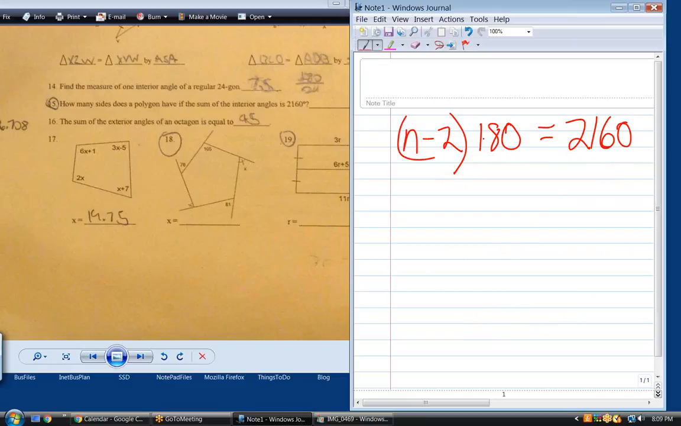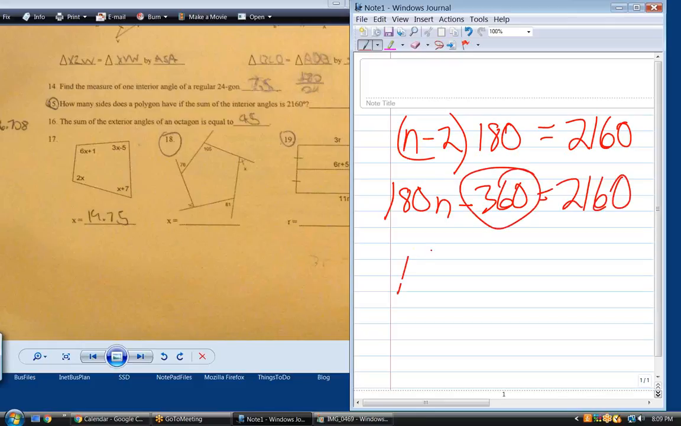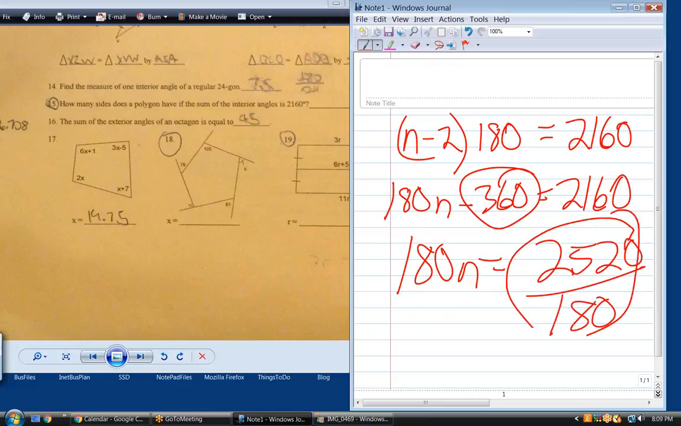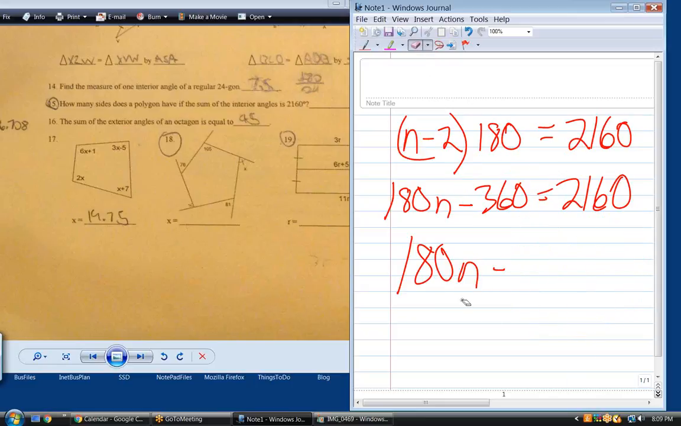Now, let's solve it the other way. The other way is where I distribute the 180. So that would be 180n minus 360 equals 2160. Now I got to add 360 to both sides. Notice how much harder this is. Now I got to divide by 180 again. I'm going to get the same answer, but it's a little more difficult. It's a mess. So the first formula works all the time, David.